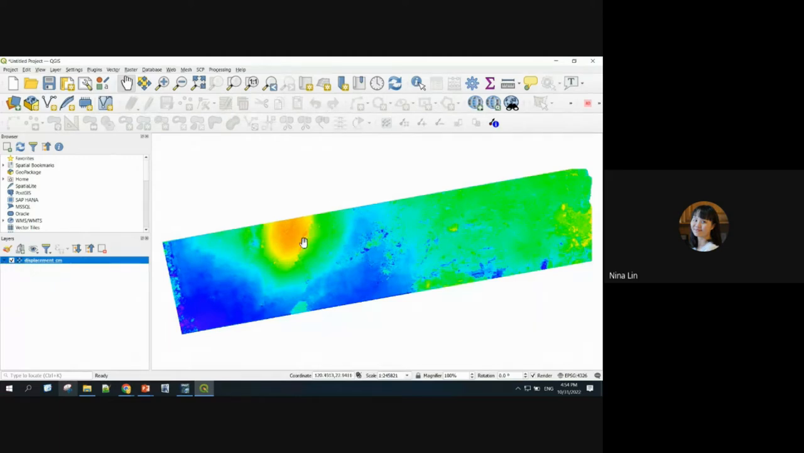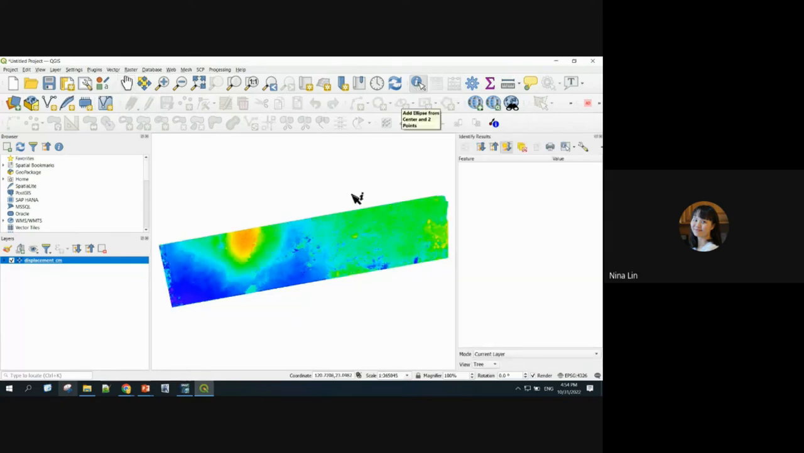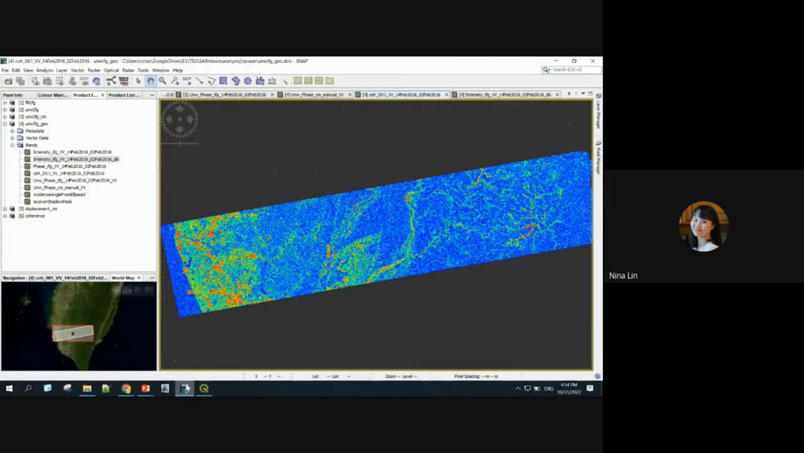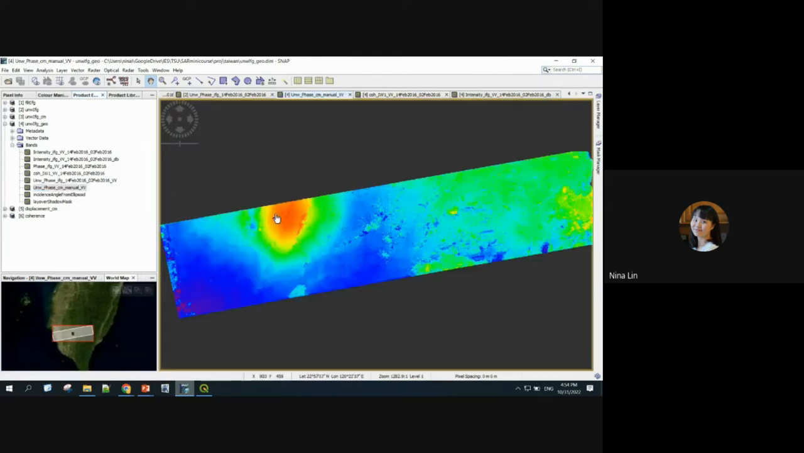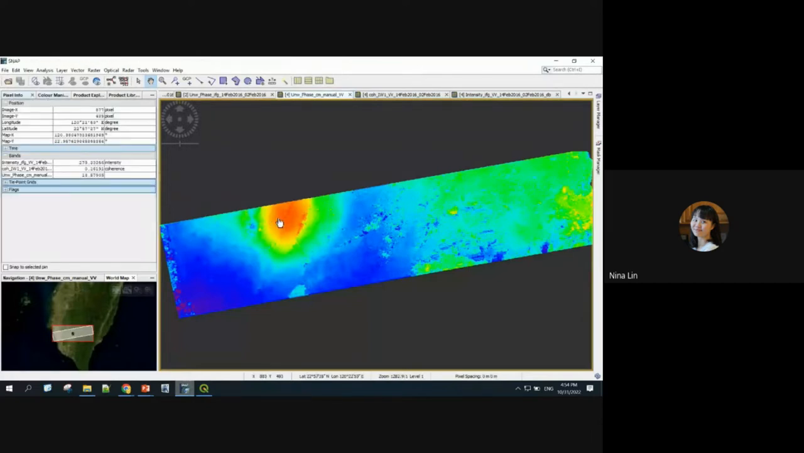Because we want to compare the values, let's confirm if the value has changed. You can click on this I, which is to identify features. Let me click on the needle, for example, right here, and the value is 15. Now let's come back to what we had just now in SNAP, the unwrapped phase, the displacement in centimeter. Let's check the value here. It's actually also around 15.